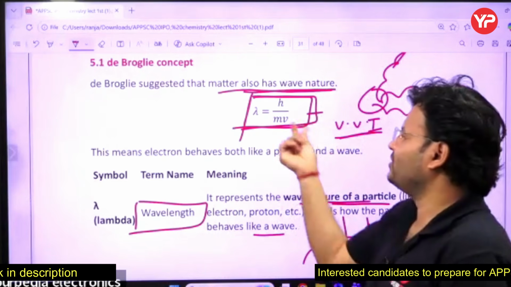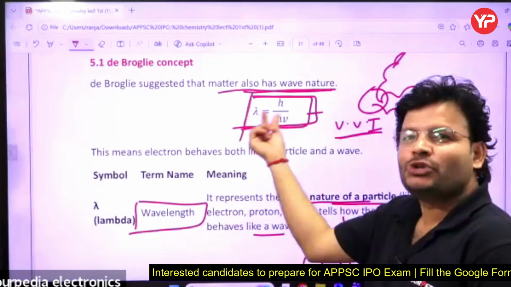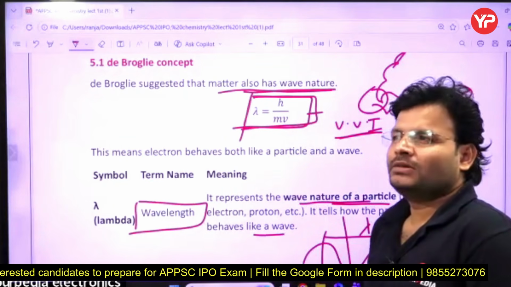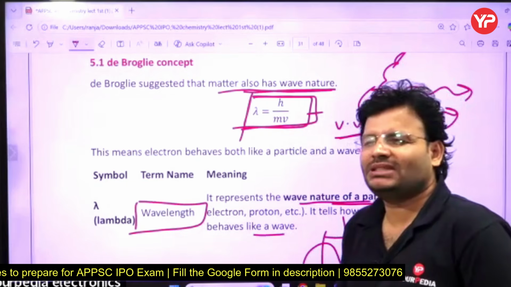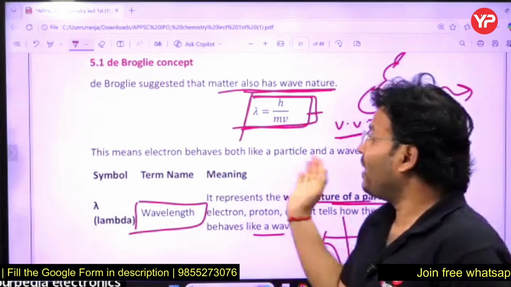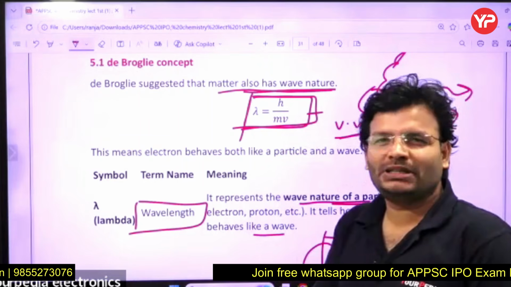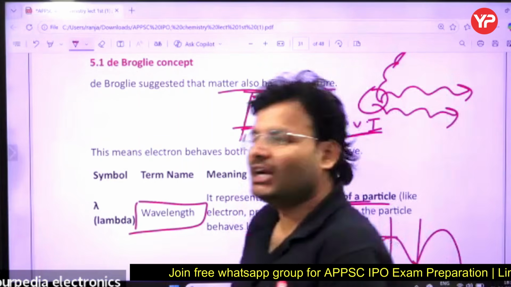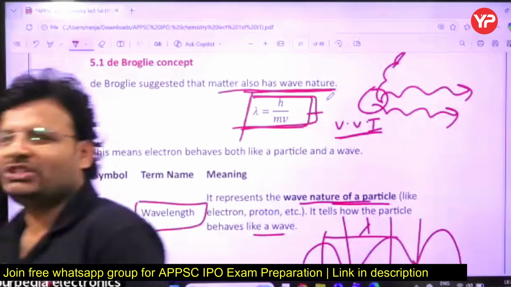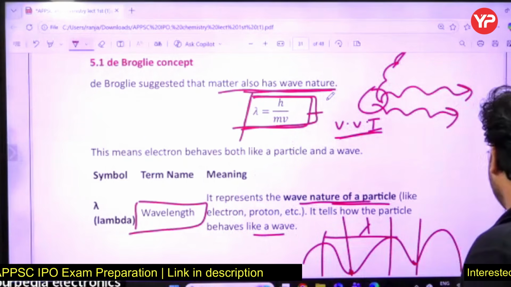Even here we can see, my dear friends, if the mass is high for a given condition, what will the wavelength be? Tell me, less or high? It will be less. One time I saw this Rajasthan question: according to de Broglie's concept, if the mass of the particle is increased, or when the velocity is increased, what will be the wavelength? It will decrease, dear. If the velocity increases, the wavelength will decrease.